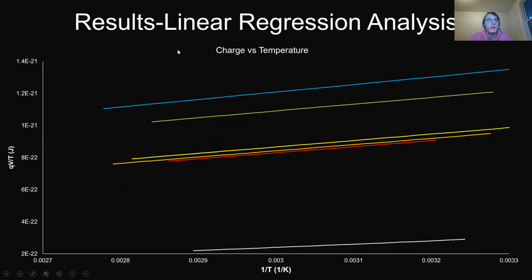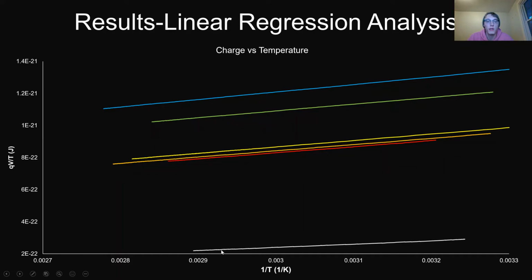So in this slide, you can see the results for our linear regression analysis. Here I have plotted each LED's graph of charge versus temperature. And as we can see, just like in the previous slide, we have yellow, orange, and red sort of close together, whereas blue and green are more separate. We also see that this is in units of joules, which is why they're so small, and has been converted to electron volts on the following slide. I have not shown the slopes here, but just know that the slopes of each of these lines correspond to the intrinsic band gap, which will be shown on the next slide.